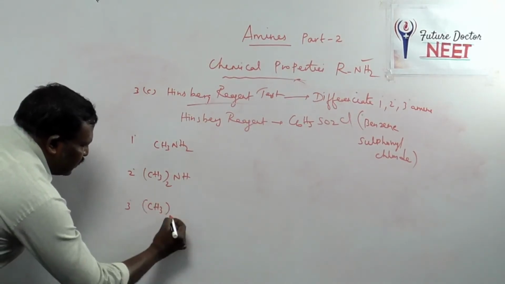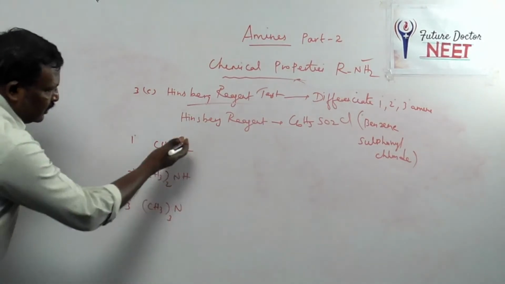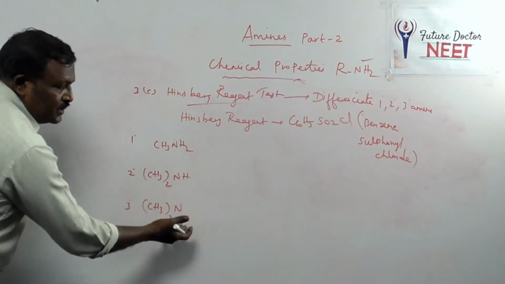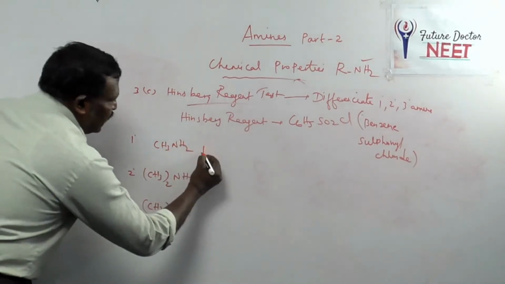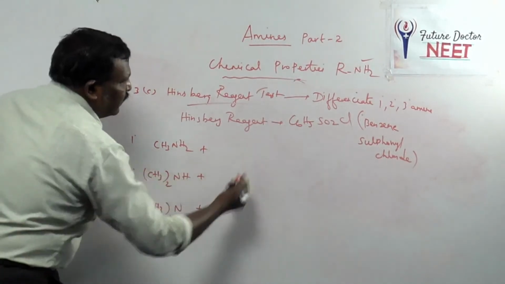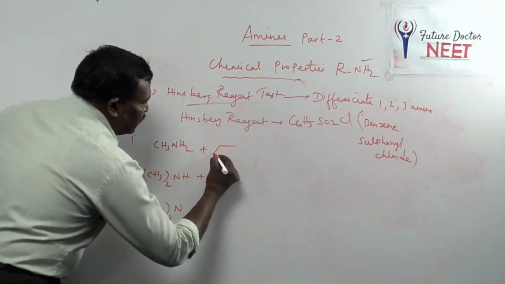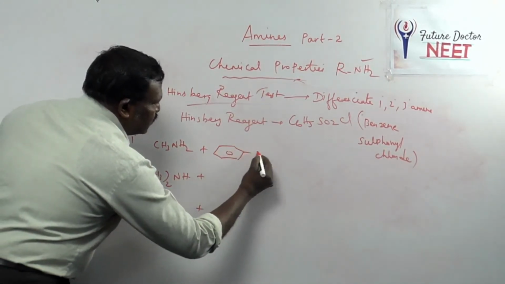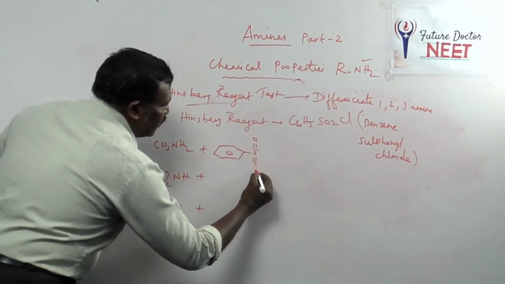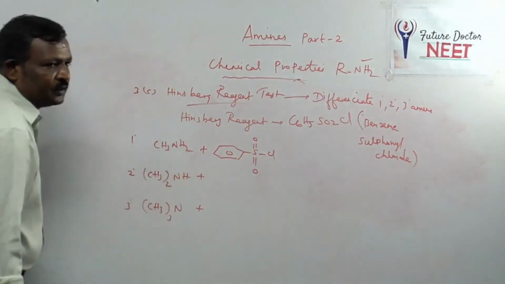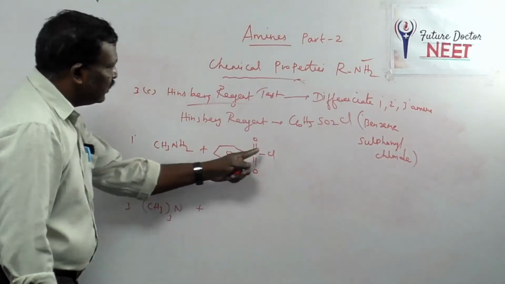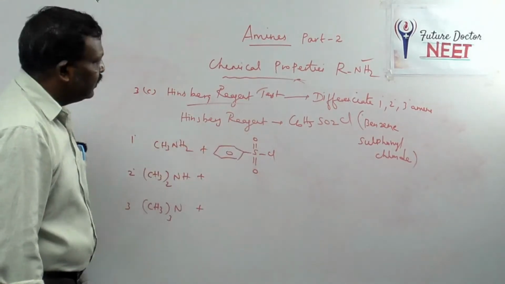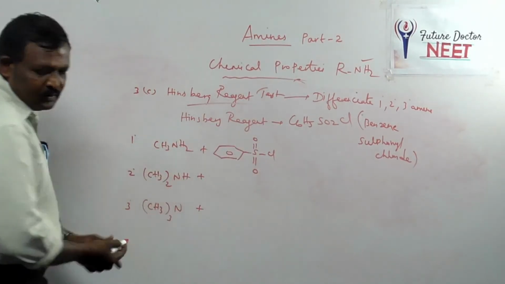CH3 thrice. NH2 is primary, NH is secondary, and the one with no H is called tertiary. You add this reagent, benzene sulfonyl chloride. I put it like this. SO2, I expand it. The valency of sulfur is 6 here. Simple.